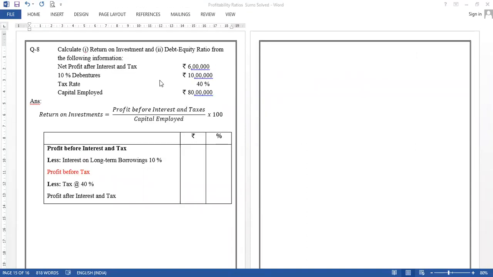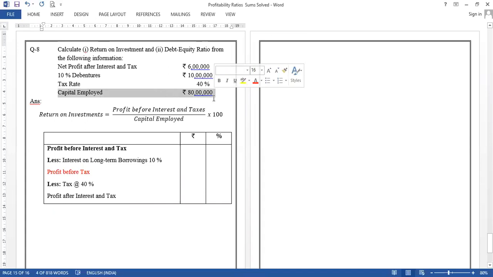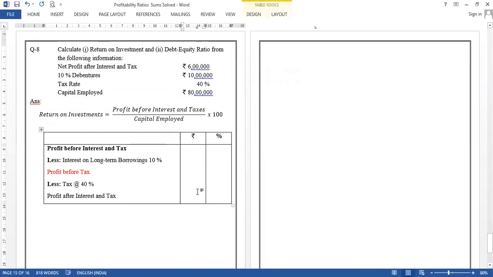Next sum with us is to calculate return on investments and debt equity ratio. What is the information given to us? Net profit after interest and tax, rupees 6 lakh, 10% debentures, tax rate is there, and capital employed this time is given to us. So let us see. Net profit after interest and tax is given to us, rupees 6 lakh. So let me write this in the amount column, rupees 6 lakh as profit after interest and tax.